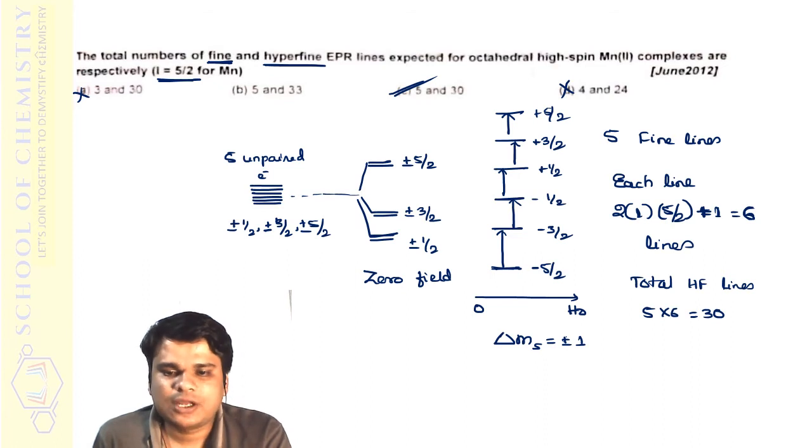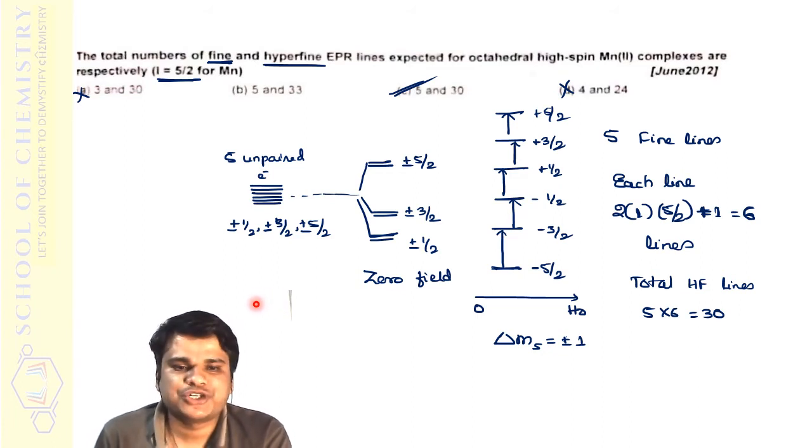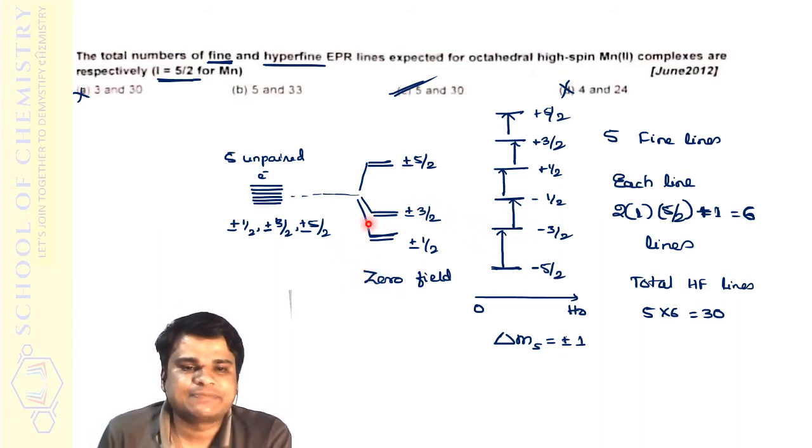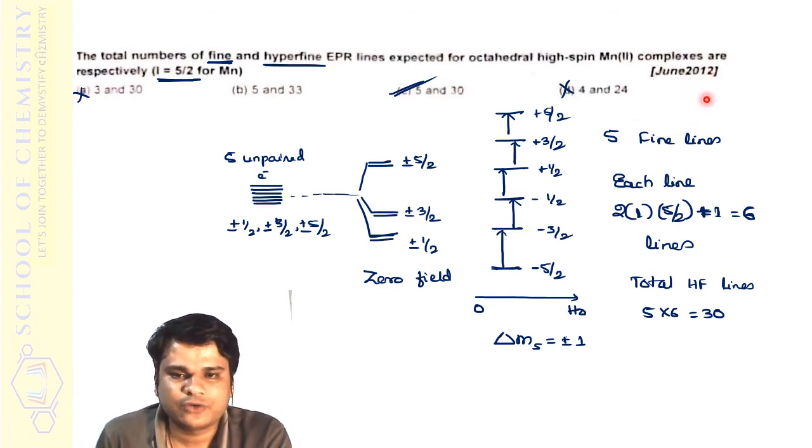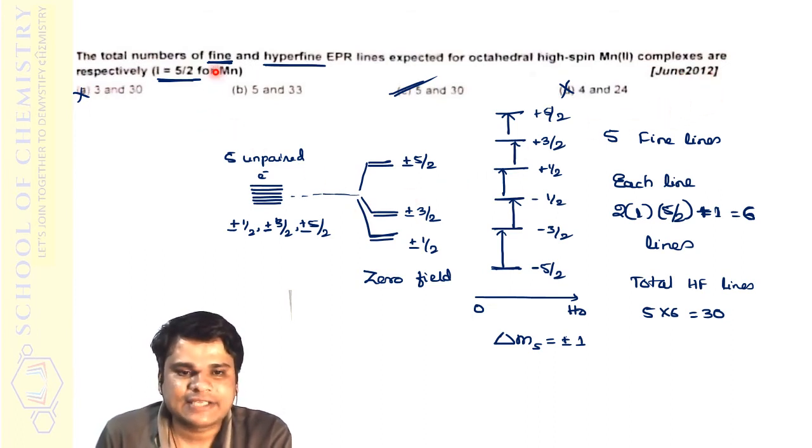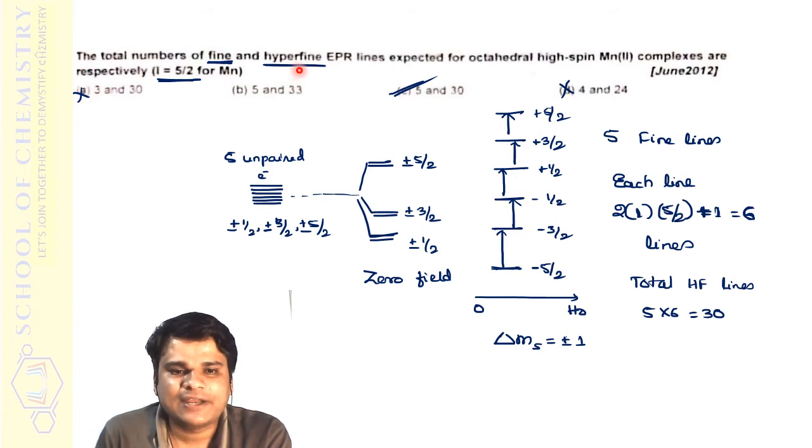Right, the next question. This was the last example I had taken yesterday for zero field splitting and Kramer's degeneracy. I had just mentioned that this same example was asked in the June 2012 examination. They are asking about the number of fine and hyperfine lines in the EPR spectrum. To answer this, we need to know what fine lines arise from and what hyperfine lines arise from.